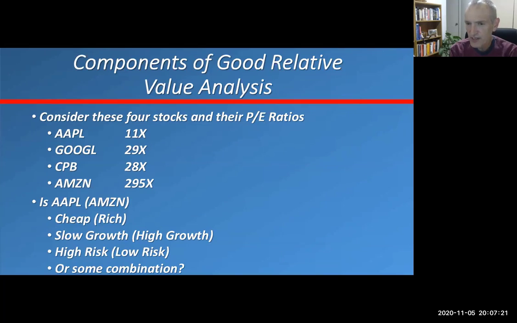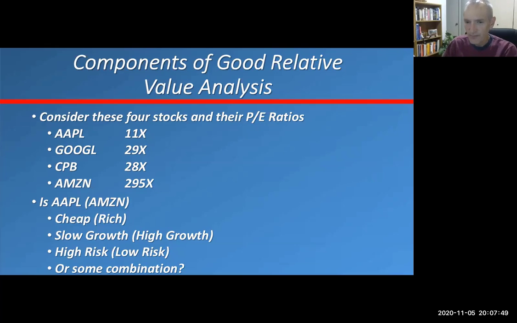At the time I did that, Google was trading at 29. Today, Google is trading at 34, so it's only a little bit more expensive. Campbell's Soup, I don't think, is even trading at a PE ratio because I think it lost money. So they don't have it. No, they do have a PE ratio. They're trading at 9 now. We'll talk about that in a little bit. And Amazon's trading at 97.